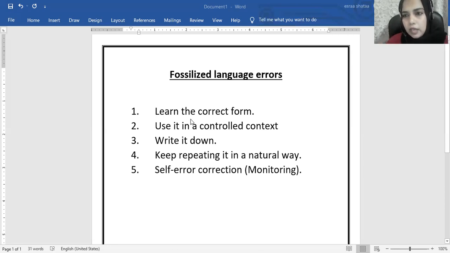keep repeating it in a natural way. And by saying in a natural way here, I want you guys to use repetition or drilling. Maybe some teachers would be familiar with this terminology. Drilling is when you keep repeating a certain structure in order to make it familiar for your mind or your brain to recall it again. For example, if you keep saying, I have worked as a teacher, your ears don't really feel like there's something wrong. That's what I want to say.